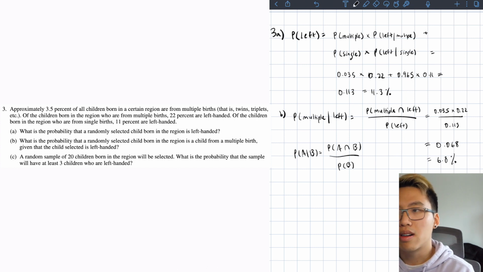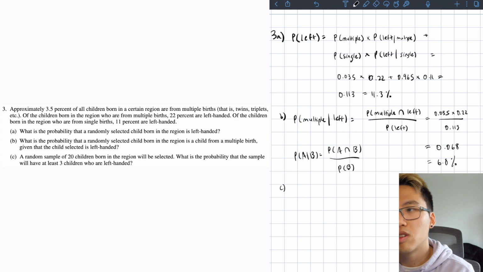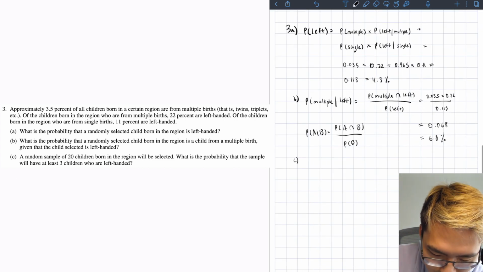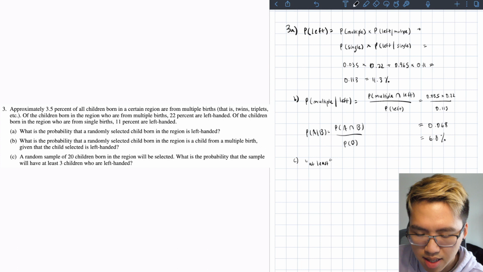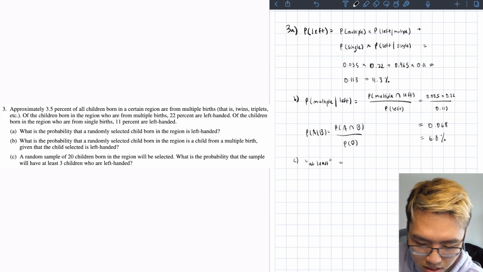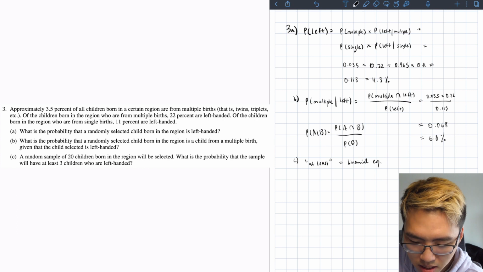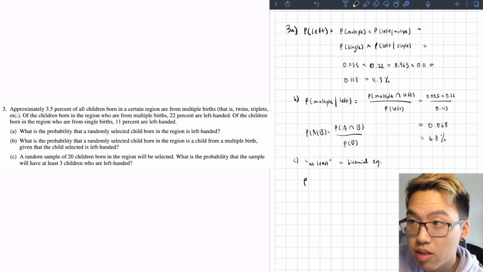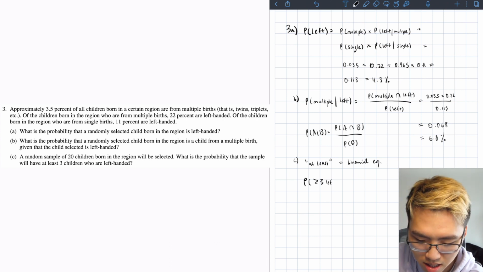Cool. Next part is, let's see, okay, so we have a random sample of 20 children born in the region will be selected. What is the probability that the sample will have at least 3 children who are left-handed? Okay, so, oh man. So, okay, I think I remember this from my stats courses. This is an at least problem. So if it's an at least problem, you can solve that using the binomial equation. So it's asking us for the probability of at least 3 left-handed.